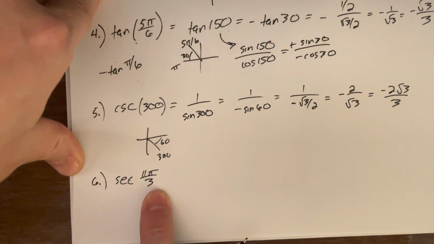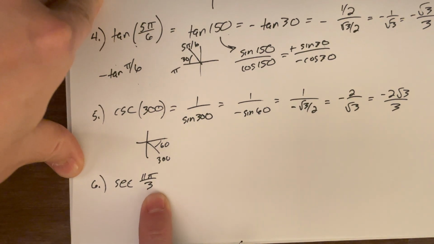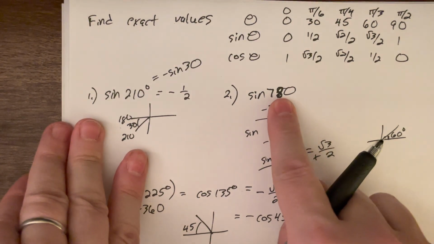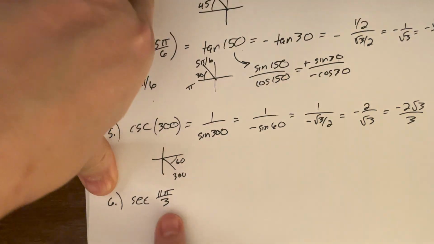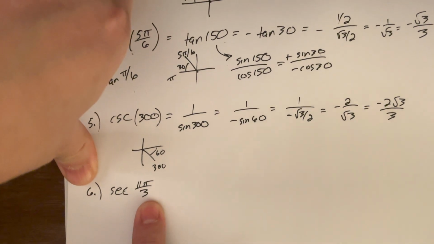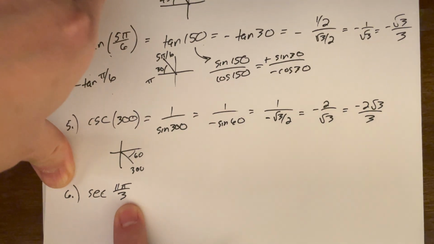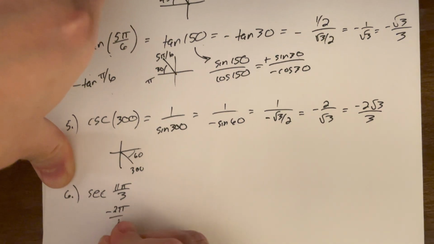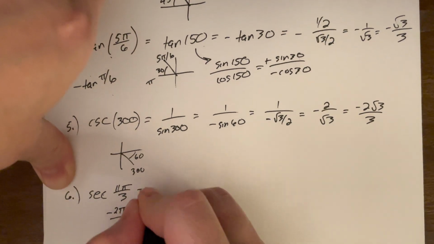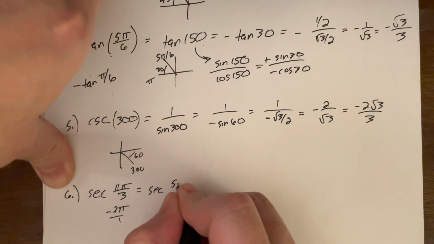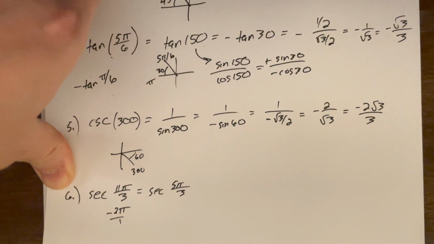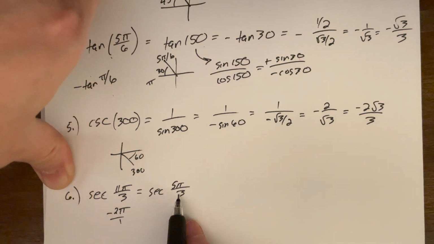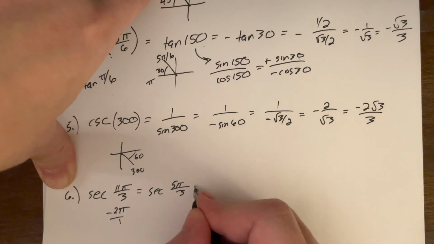Well, first thing, you may not see it as quickly because it's in radians, but that angle is too big, just like 780 was too big. 11 pi over 3, well, 6 pi over 3 is 2 pi, so 11 pi over 3 is too big, so I will subtract 2 pi. When I do that, I will get 5 pi over 3. 11 pi over 3 minus 6 pi over 3 will give me 5 pi over 3.